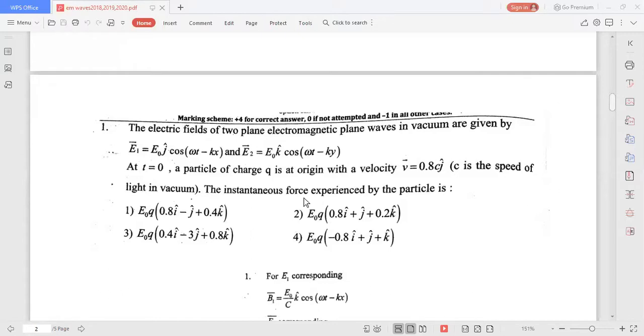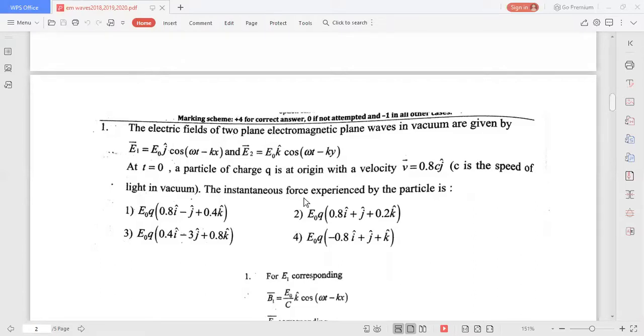The electric field of two plane electromagnetic waves in vacuum are given by E1 bar is equal to E0 into j cap cos of omega t minus k x. Similarly, the intensity of electric field due to the other electromagnetic wave, E2 bar is equal to E0 into k cap cos of omega t minus k into y.